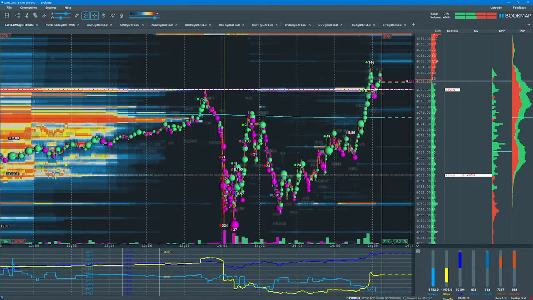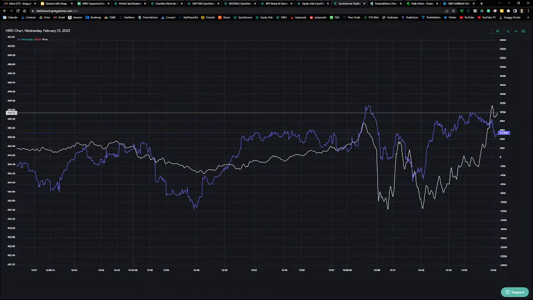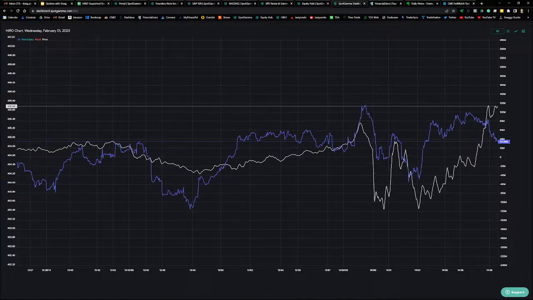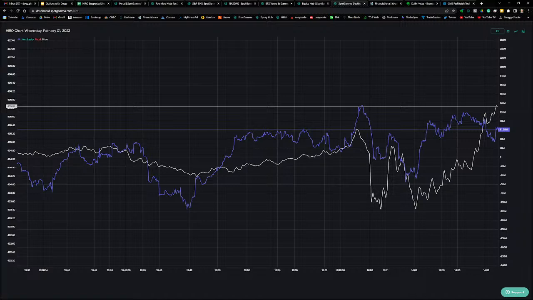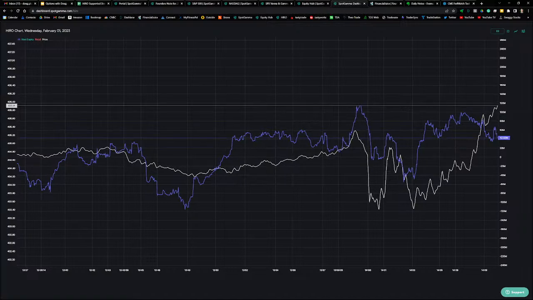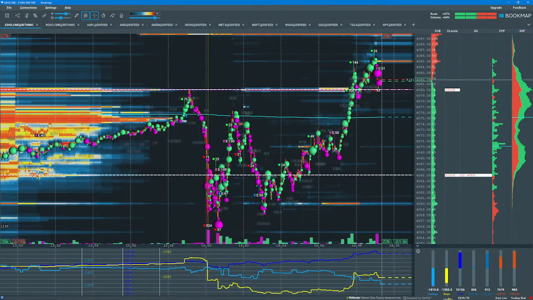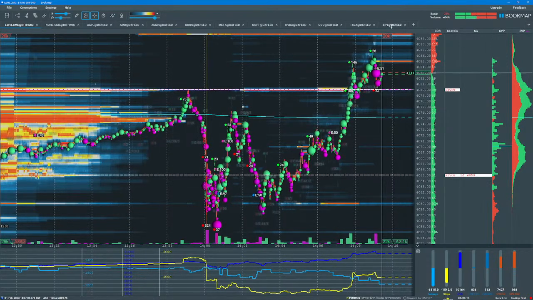Let's go back to Hero. Now it looks like traders are starting to fade the move again. Now Hero shifts up again. Let's go back to Bookmap. Let's just take a look at SPY, see what's going on there.